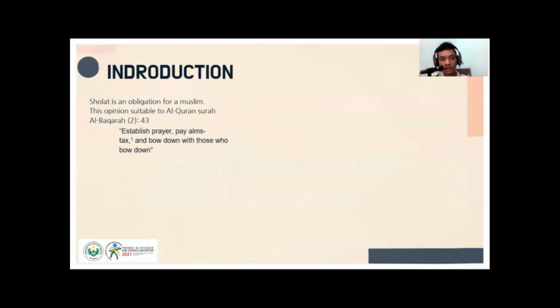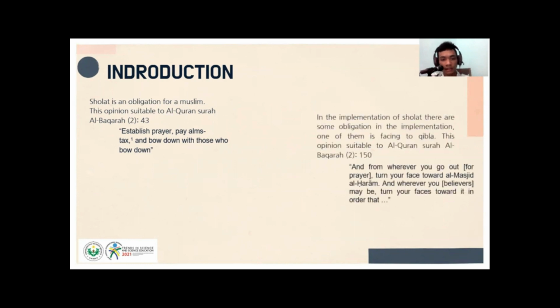The first is the Introduction. Salah is an obligation for a Muslim. This opinion is suitable to Al-Quran Surah Baqarah chapter 2 verse number 43. In the implementation of Salah, there are some obligations. One of them is facing the Qibla. This opinion is suitable to Al-Quran Surah Baqarah chapter 2 verse number 150.